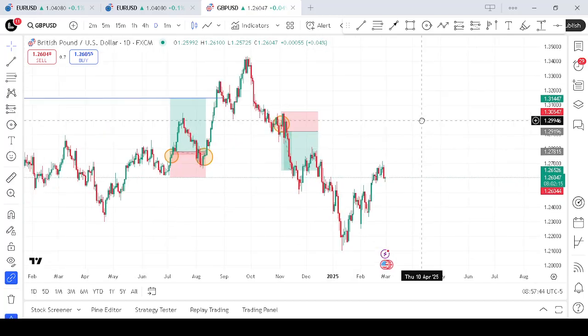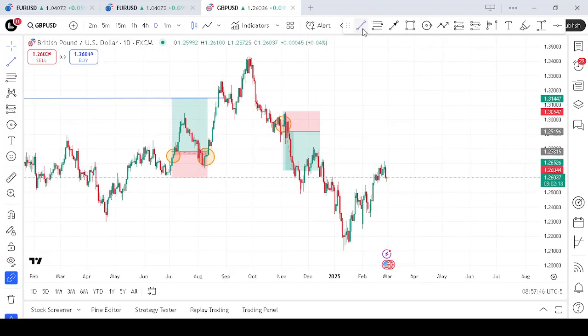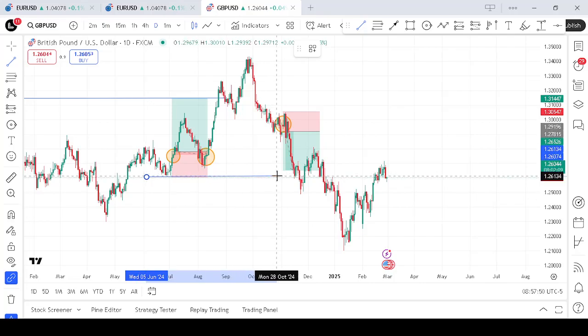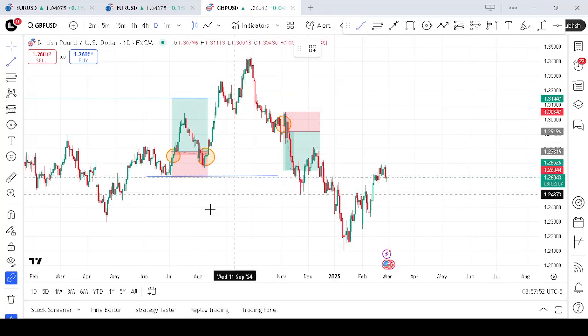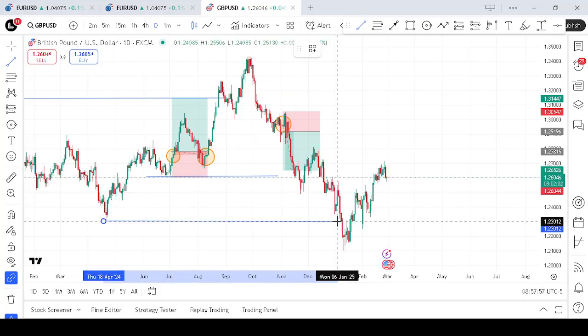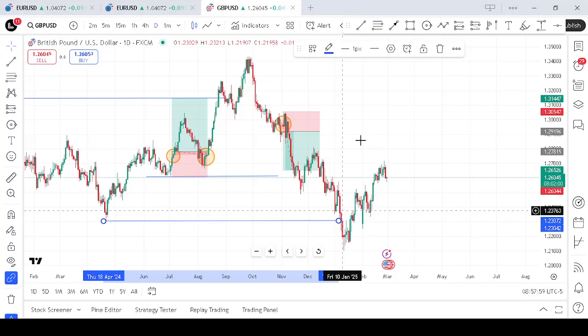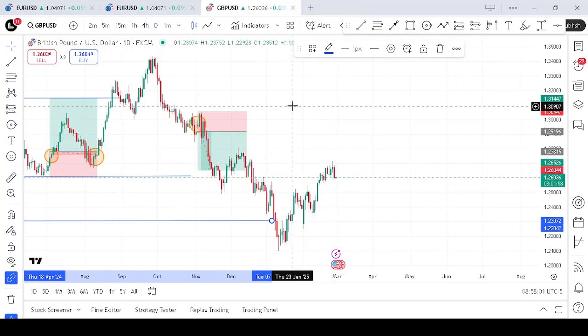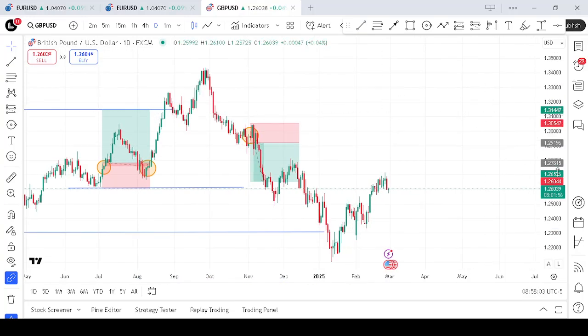In case of a short position, you can use previous structure high or low. Here is a previous low. If you don't like this low, you want to go lower, you can go for this low. Anyhow you want to target, always make sure that you are in the right direction of price. You are trading according to the trend of the market.